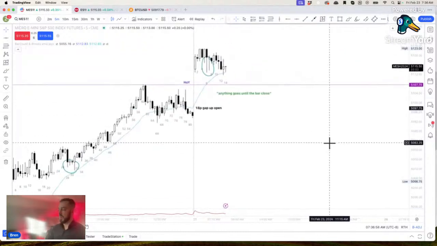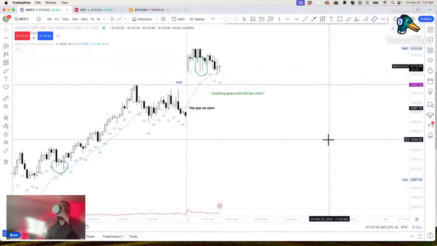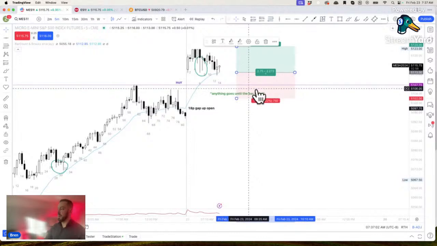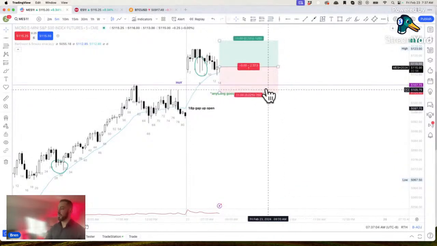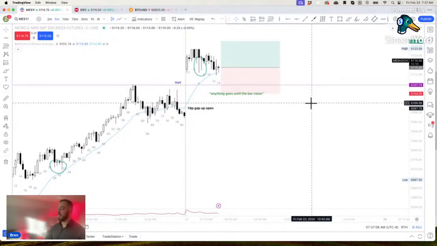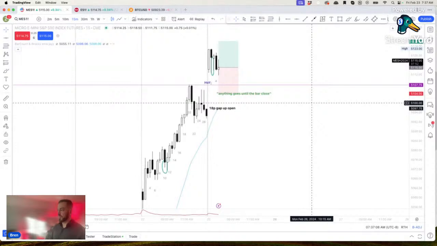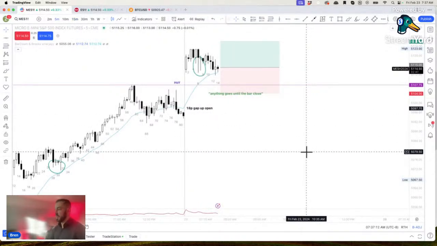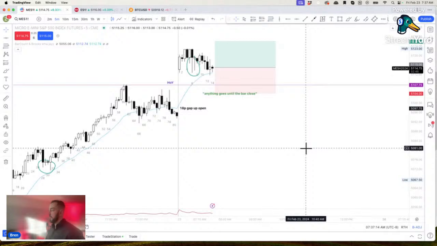Okay. So maybe we get long here, maybe. It's just a very, very weak signal. We might have to go lower. Looks like we're gonna have to go lower. But maybe the bulls start buying, we'll see.